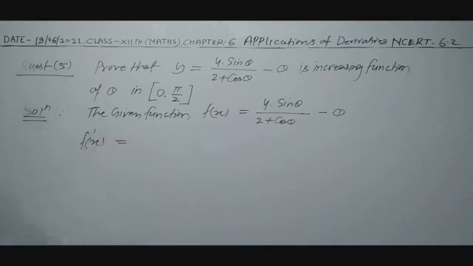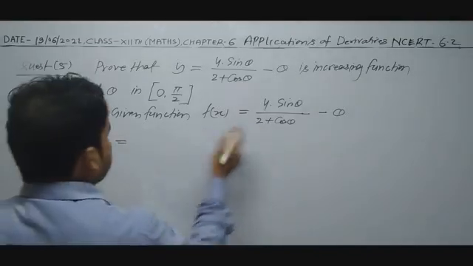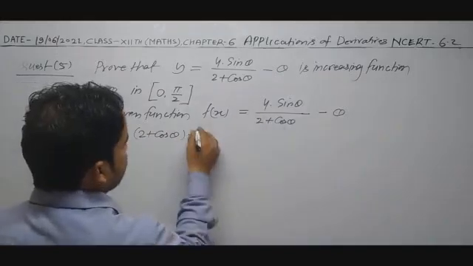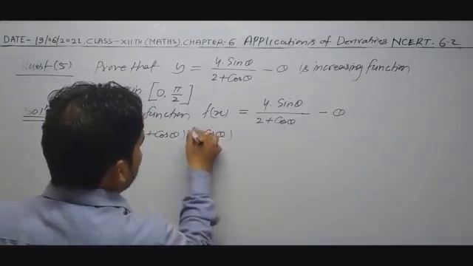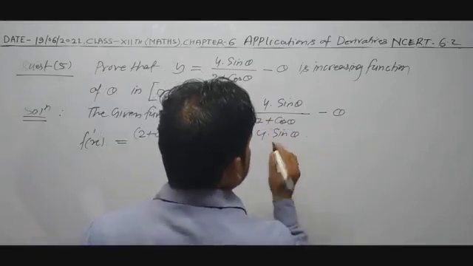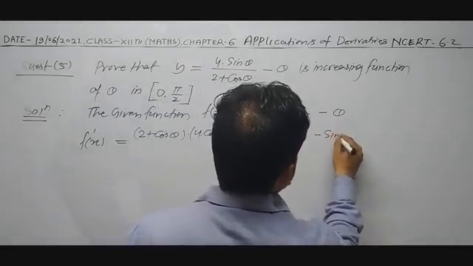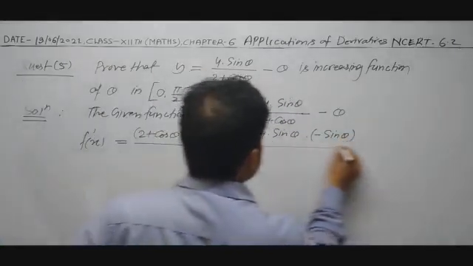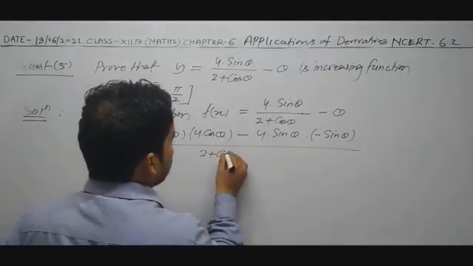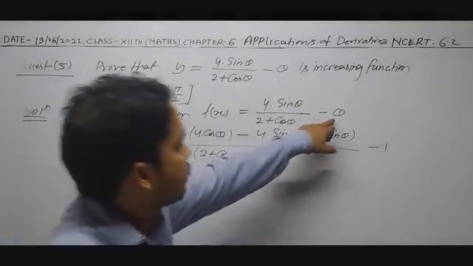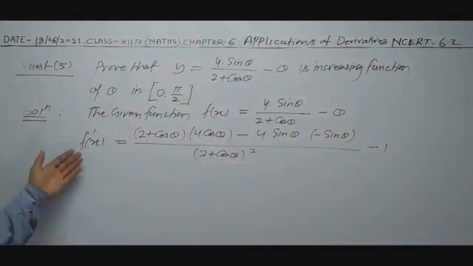Then f dash x will be equal to (2 plus cos theta) into 4 times cos theta, minus 4 times sin theta into its differentiation, which is minus sin theta, whole upon (2 plus cos theta) whole square, minus 1. Theta's differentiation is 1. You have to differentiate with respect to theta, dy by d theta.